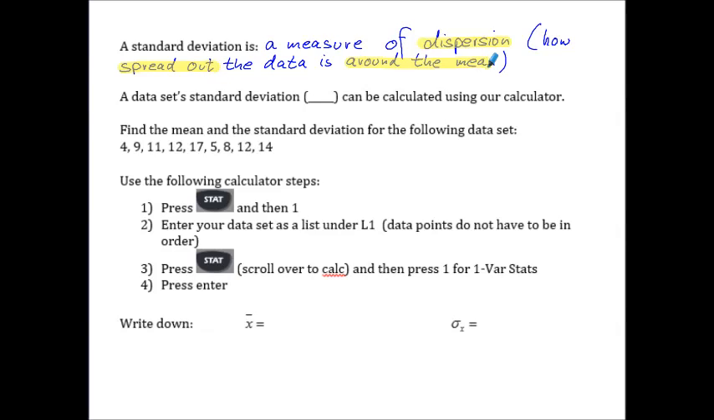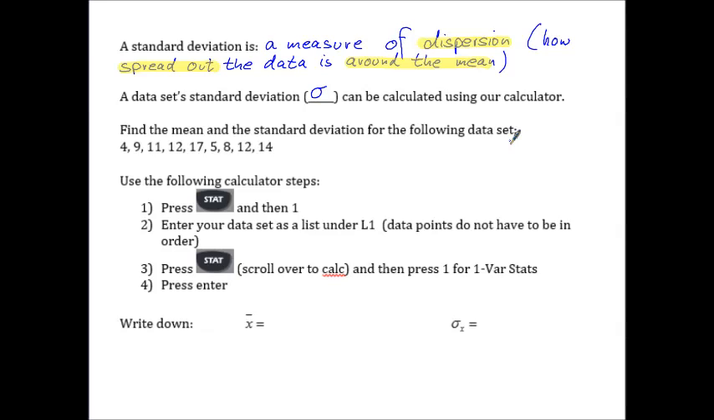A dataset standard deviation can be calculated using our calculator. For the standard deviation, let's remember the symbol is the lowercase Greek sigma, which kind of looks like an O, but it has that extra squiggle there on the top. Let's try an example right away. Find the mean and the standard deviation for the following data set.